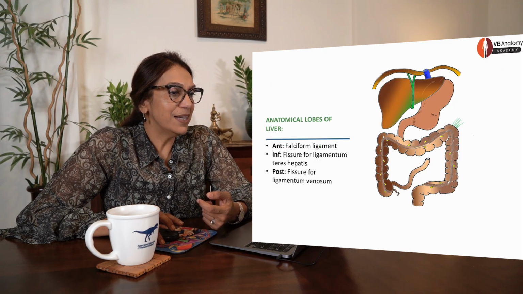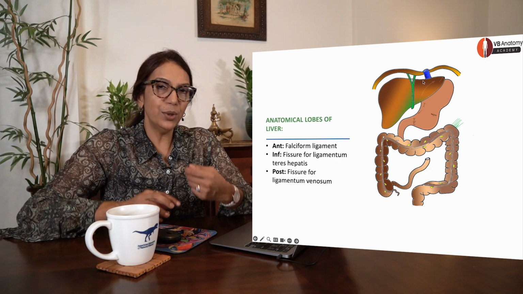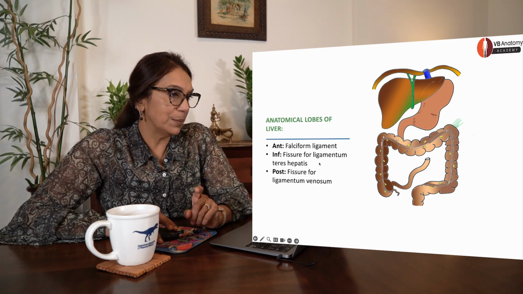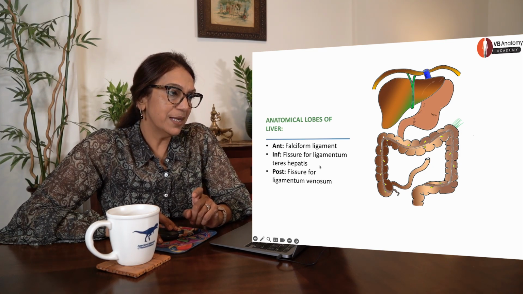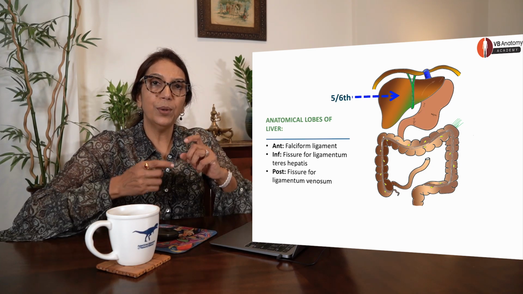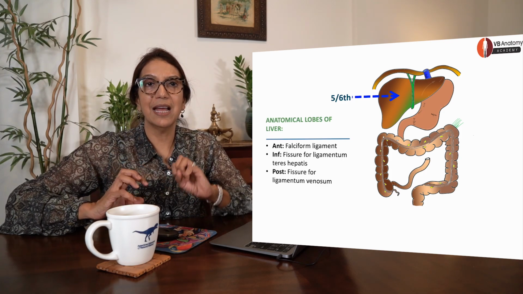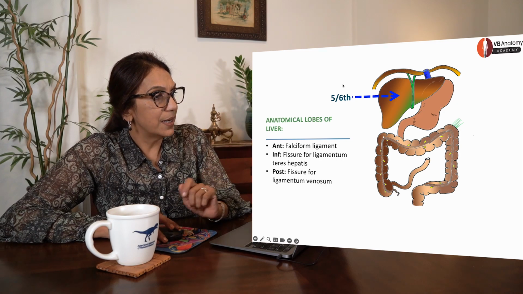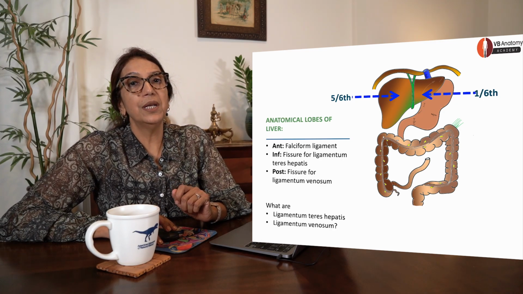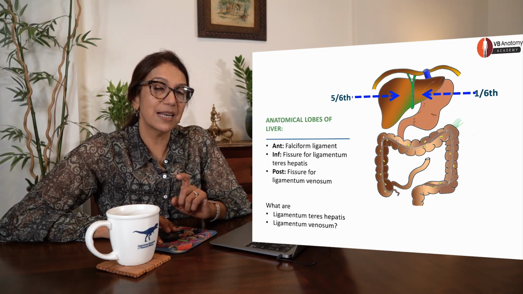Right. So here we are seeing the falciform ligament attached anteriorly to the liver. If you carry it behind the liver, you will find it is continuous with a fissure for ligamentum teres hepatis and superiorly fissure for ligamentum venosum. Together, all these three structures divide your liver into right 5/6 and left 1/6. Take a look. Right 5/6 and left 1/6. These are anatomical lobes of liver. This is asked in your exams. You must understand. We'll do this again.